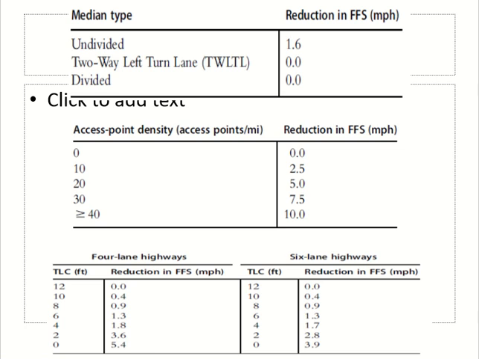Then we have the factor for total lateral clearance. Total means right plus left.